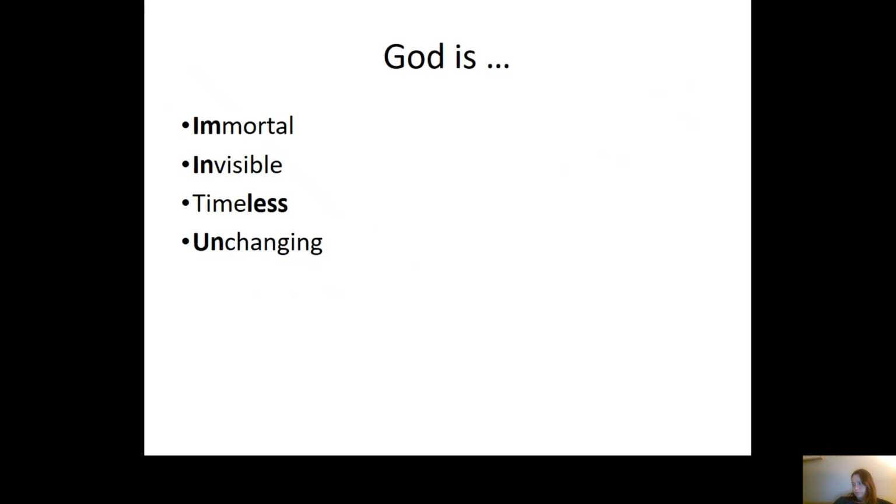And so to use the via negativa is to use negative words. I don't mean negative as in bad, but words like immortal, invisible, timeless, unchanging. So the things that we know that God isn't. So God is not mortal, God is not visible, those sorts of things. So why don't you have a go and see if you can think of any others?